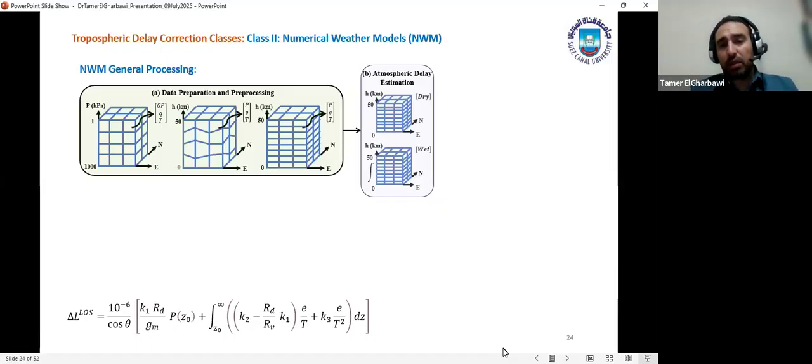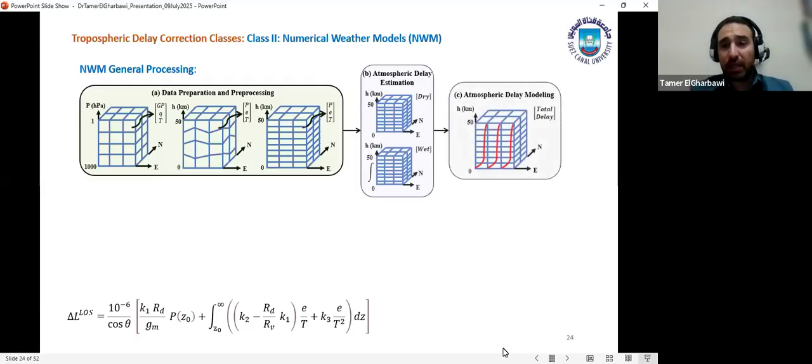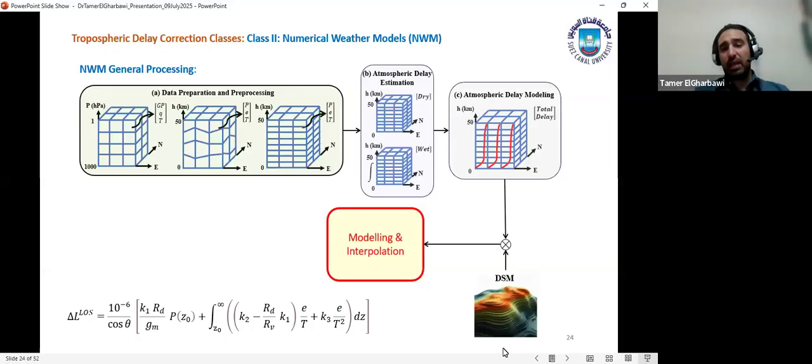Many papers are discussing how to use this kind of data to get atmospheric correction for InSAR. We can see here that we have 37 vertical layers from 0 elevation until 50 kilometers elevation, and the pixel size is nearly 31 kilometers by 31 kilometers for the ERA5 data. So just combining these with the DSM.